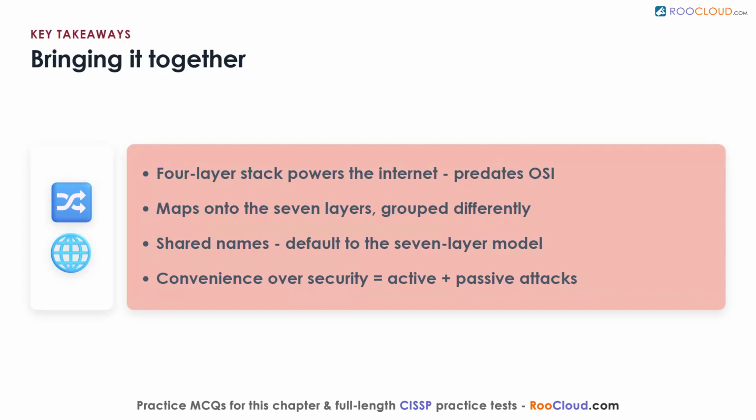So let's bring it together. This is the 4-layer stack that actually powers the internet, and it predates the 7-layer reference model. Its 4 layers map cleanly onto the 7, just grouped differently, with the application layer swallowing the top 3. Because both models share layer names, default to the reference model unless told otherwise. And because the suite was built for convenience over security, it invites a wide range of active attacks and quiet, footprint-free sniffing. Know the map and know where it leaks.